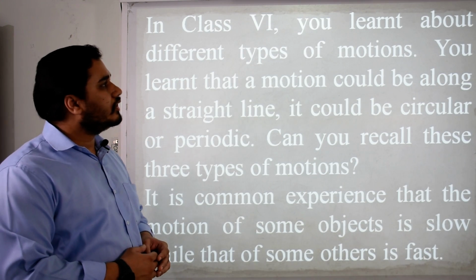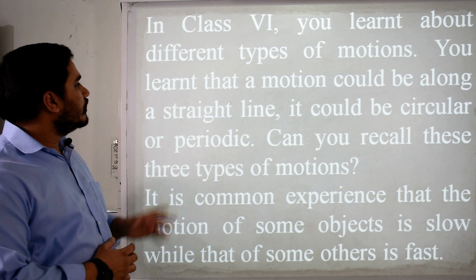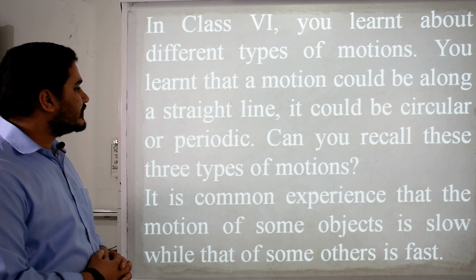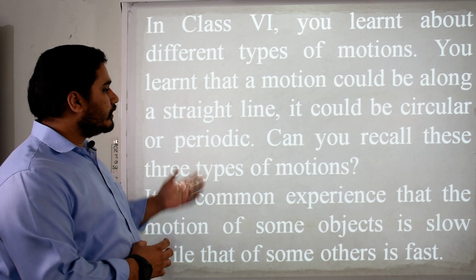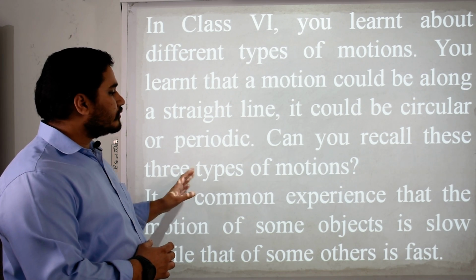In class 6, you learned about different types of motions. You learned that a motion could be along a straight line, it could be circular or periodic. Can you recall these three types of motions?